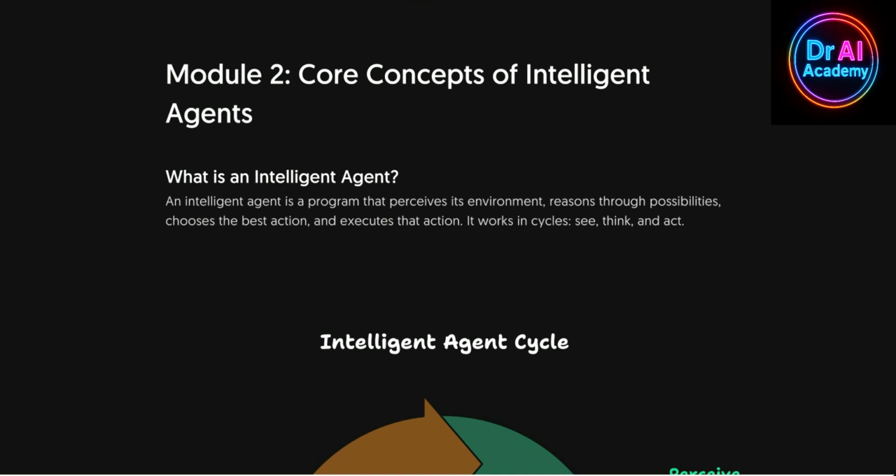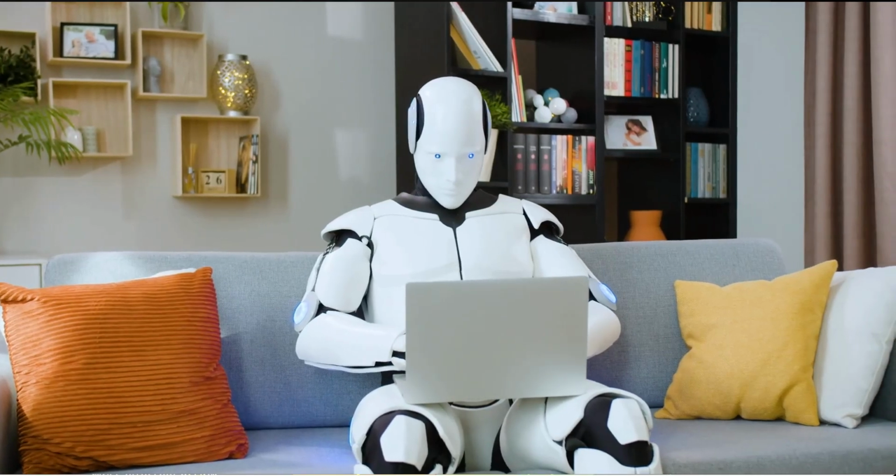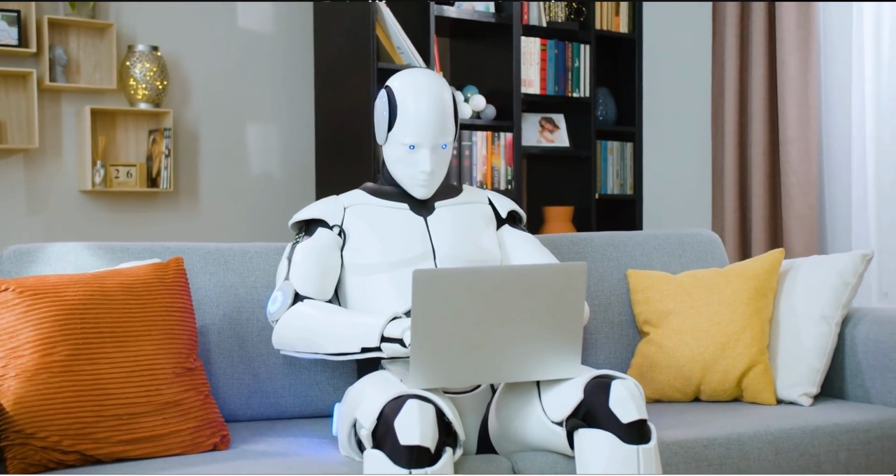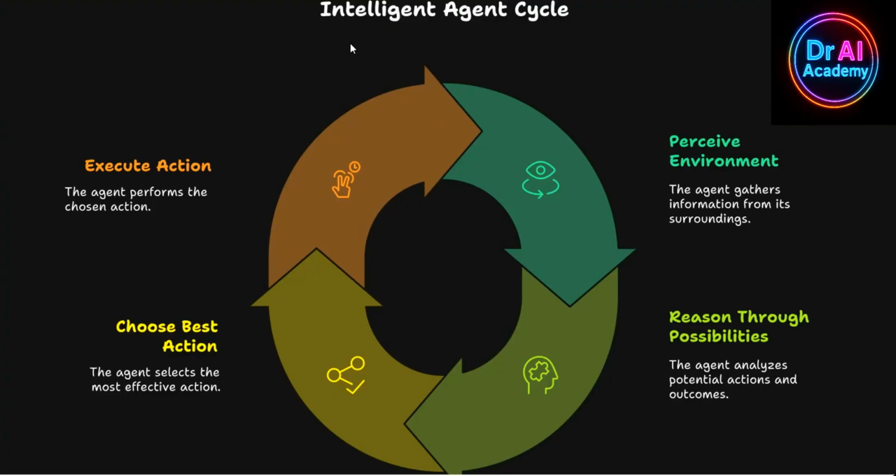Welcome to Module 2 of the course, Core Concepts of Intelligent Agents. In this session, we'll dive deep into what makes an agent truly intelligent. We'll decode their architecture, explore types of agents, and understand how they sense, decide, and act. So let's begin. What is an intelligent agent?